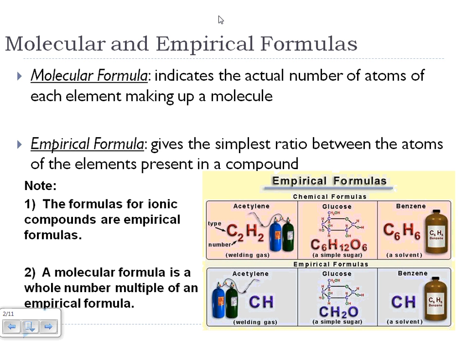So note, number one, the formulas for ionic compounds are always empirical formulas, again, because you reduce them. And a molecular formula is usually a whole number multiple of an empirical formula. So let's check this out, for example. Here are three empirical formulas and molecular formulas, or chemical formulas.